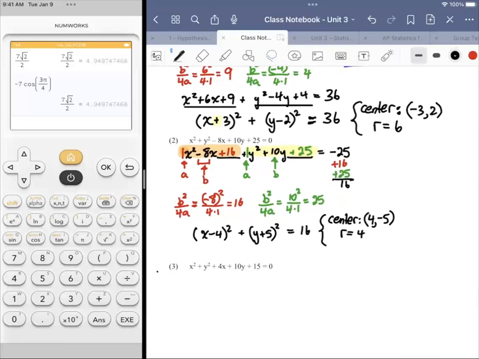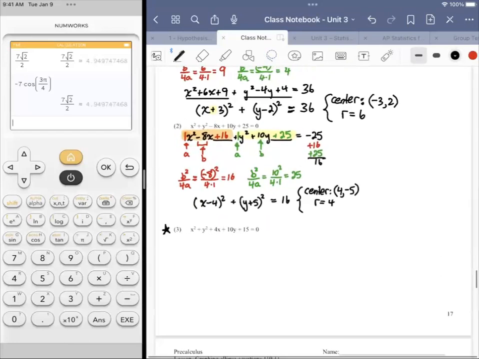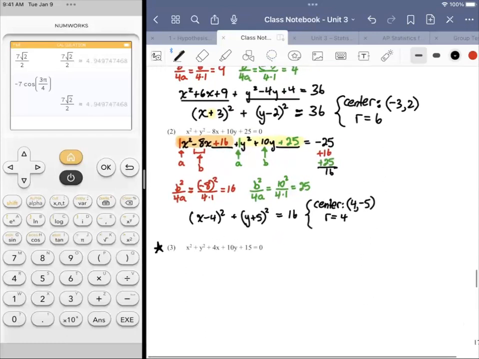And a little star for the last one. Probably the best star I've ever drawn in my life. All right. So at this point, I'm going to stop the recording.